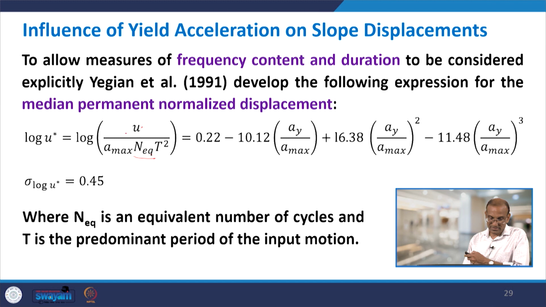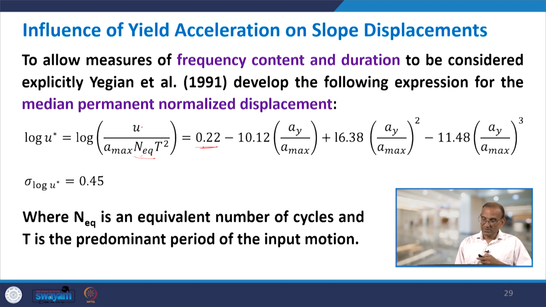In this it is log u star. So, u star is dimensionless, which is u divided by Amax NEQ T square. On the right hand side you have AY by Amax, and again because this unit is coming, this is also in centimeter. So, this equation is also not dimensionless, rather it has some unit, and the standard deviation is given here.